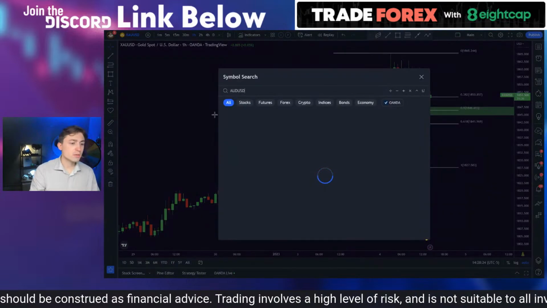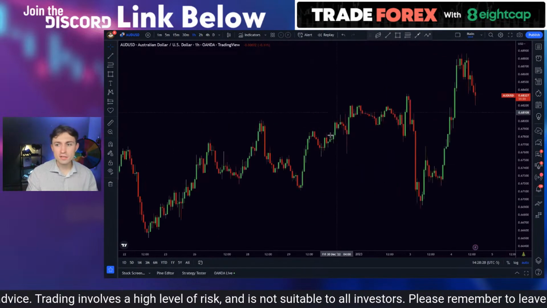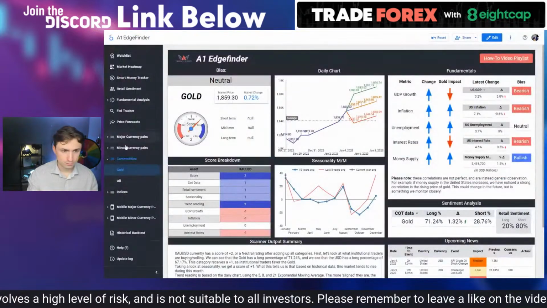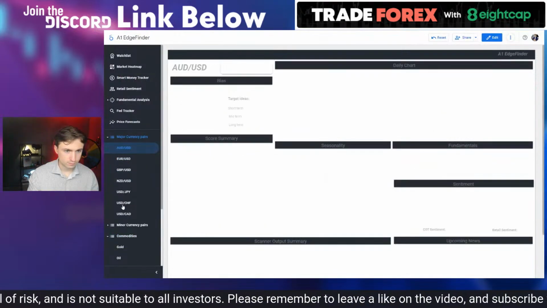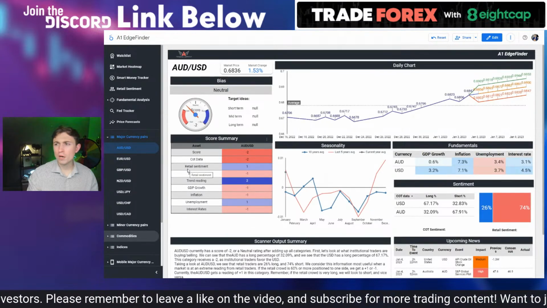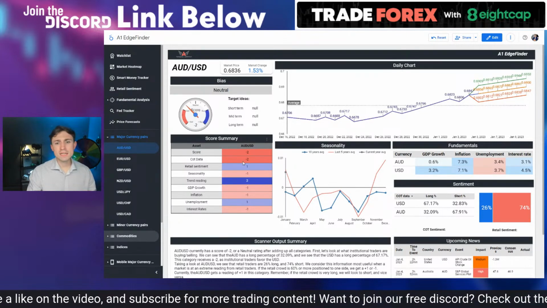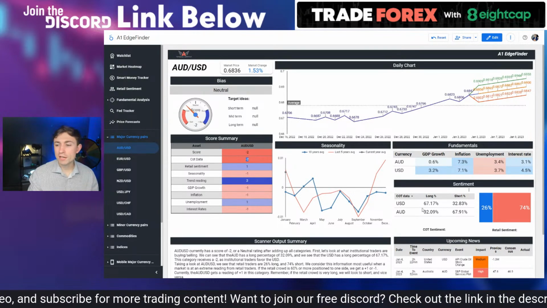Why is nobody talking about AUDUSD? We can take a look at Aussie Dollar. Aussie Dollar, wow, what a mixed chart on the Edge Finder here. COT data, this is going to be a really red flag for me.